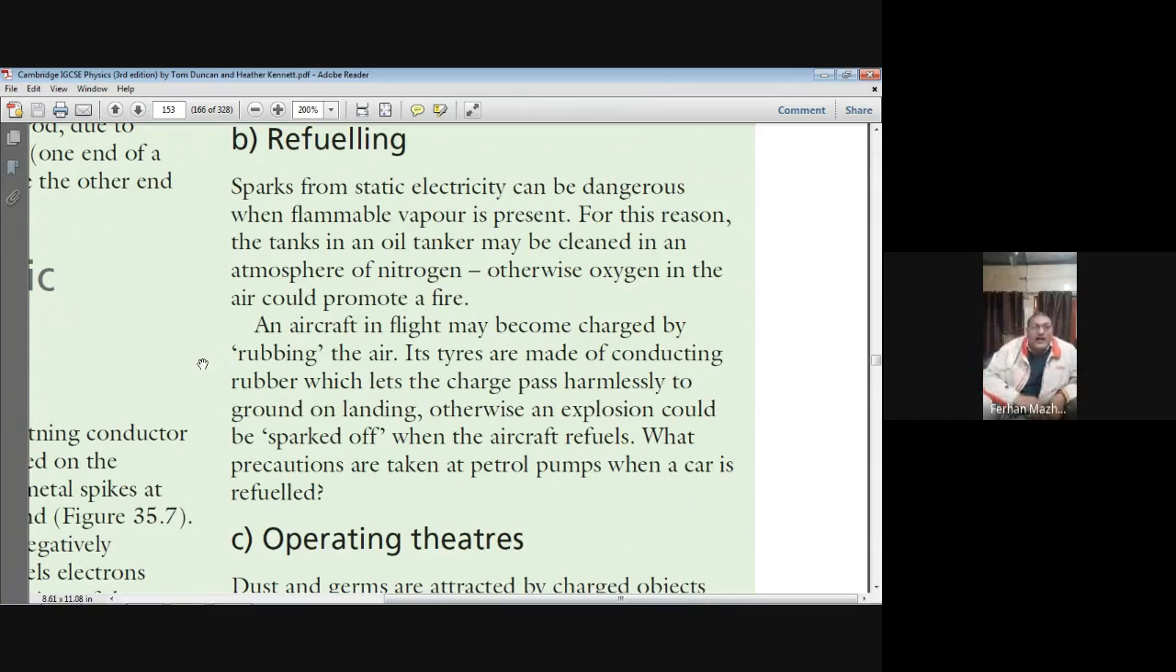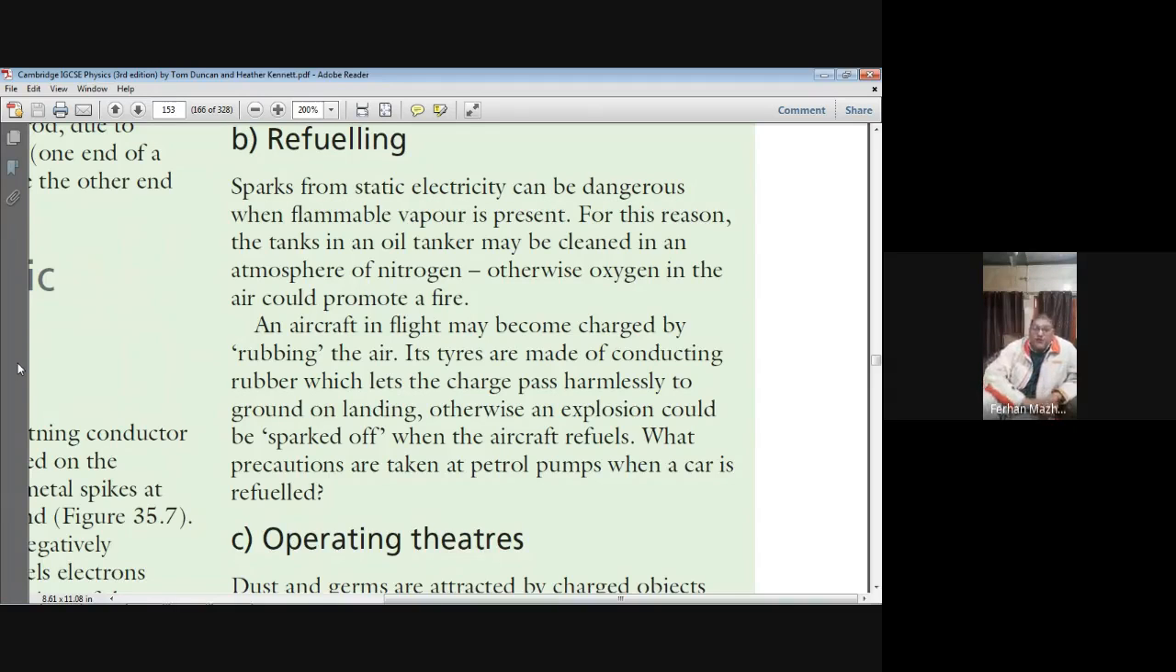When your car is traveling, due to the friction with the air, the car will become charged. The body of the car will become charged. When the car is traveling, due to the air friction, the fuel tank and the body of the car become charged. Remember this.